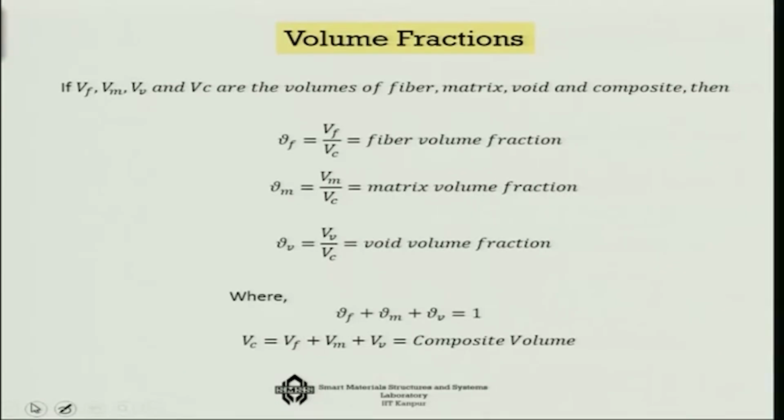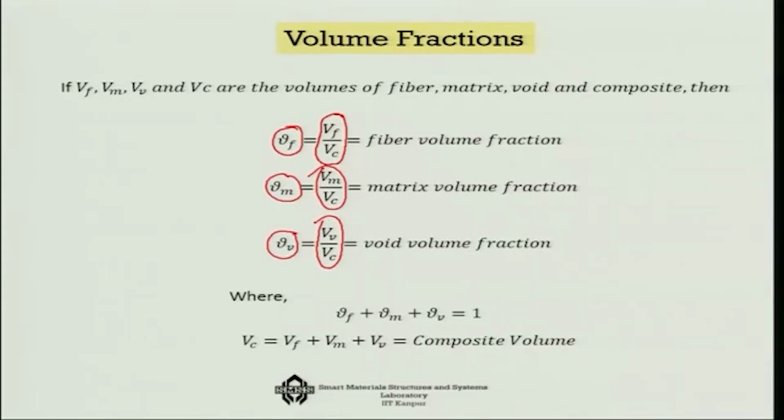Now the most important things then, three important things in fiber matrix composites, are the fiber volume fraction, which is the ratio of the volume of the fiber to the volume of the composite, Vf. So this is the fiber volume fraction. Then Vm, which is Vm over Vc, and Vv, the voids, which is Vv over Vc.